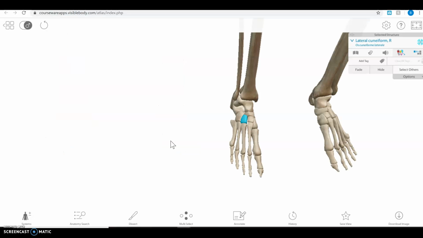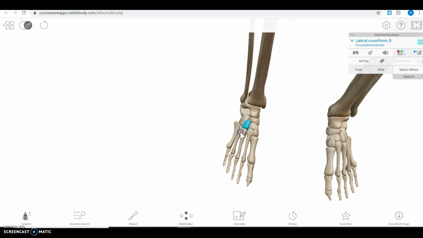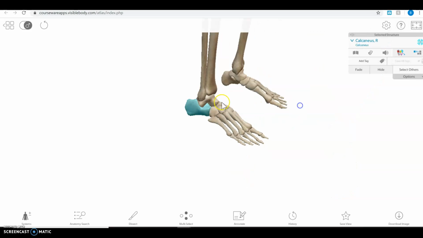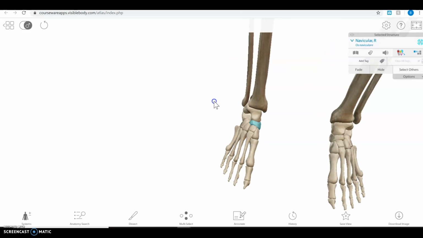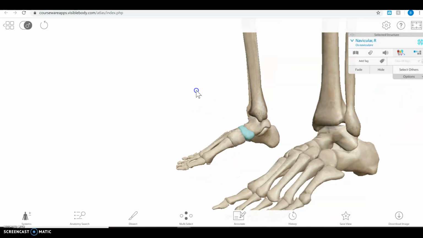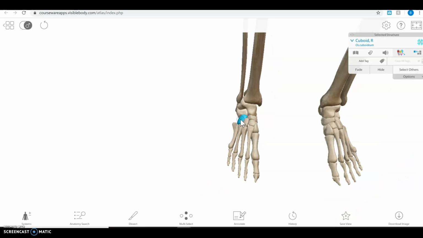Flip the model so that we're looking at the superior side of the foot. We'll learn the rest of the bones really quickly. So you have your talus, you have your calcaneus, with your attachment site for your calcaneal tendon. And then you have your navicular bone. Then you have your cuboid bone. Then on the medial side, you have your medial cuneiform bone, your intermediate cuneiform bone.